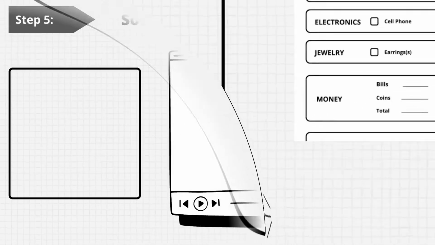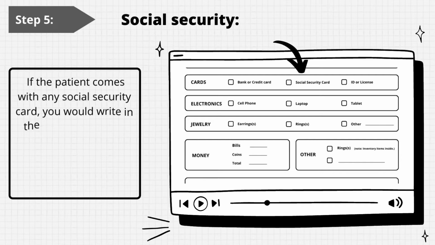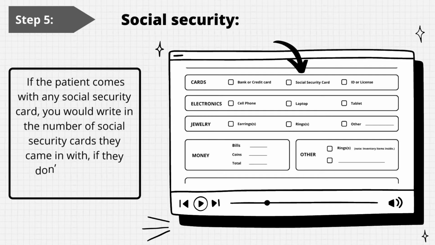Step 5. Social Security. If the patient comes with any Social Security card, you would write in the number of Social Security cards they came in with. If they don't come with anything, write in not applicable.